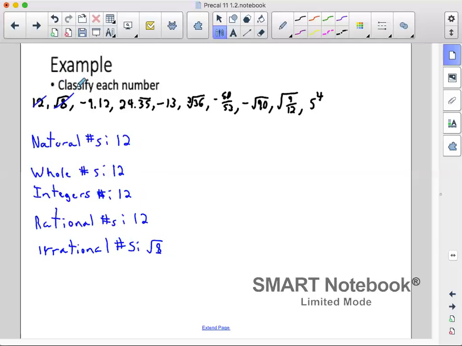Next, we've got negative 9.12, so same thing, it has decimal places, so it's not natural, whole, or an integer. We can represent it by a fraction though, so it is rational. 24.35 with the 35 repeating. Because that 35 repeats, it will be rational. Negative 13, because it's a negative, it's not natural or whole, but it will be an integer. It is also rational.